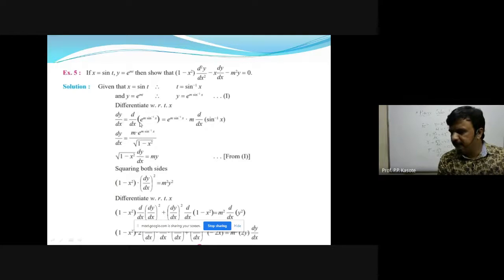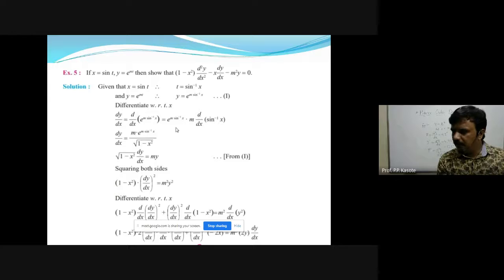dy by dx is equal to the derivative of e raised to m sin inverse of x, which we have to find out. The derivative of e raised to m sin inverse of x is equal to कितना आएगा उसका? e raised to m sin inverse of x into the derivative of m sin inverse of x, जिसमें से m is constant, so we will keep it as it is and simply write the derivative of sin inverse of x.